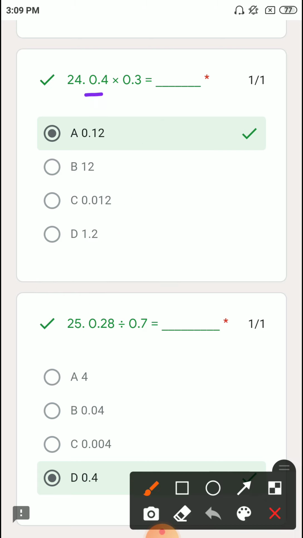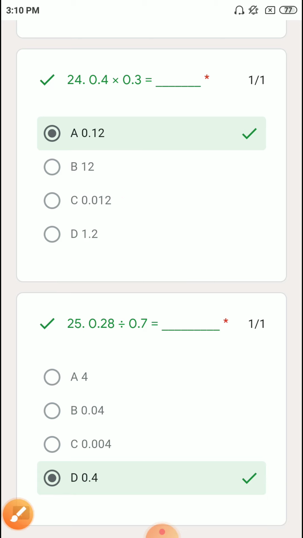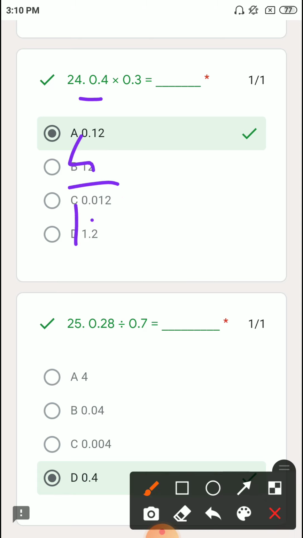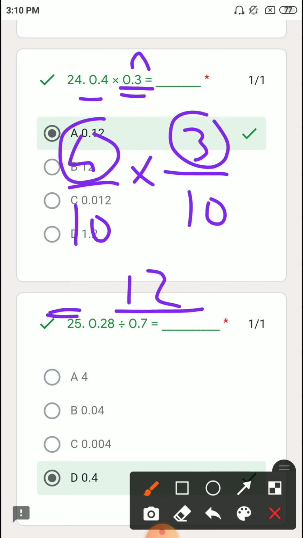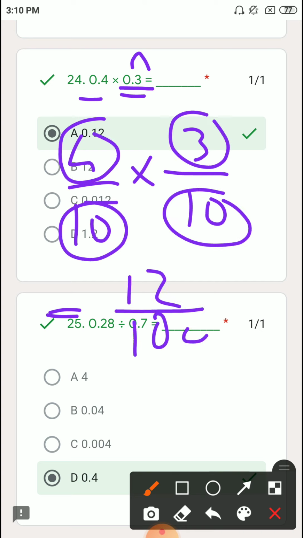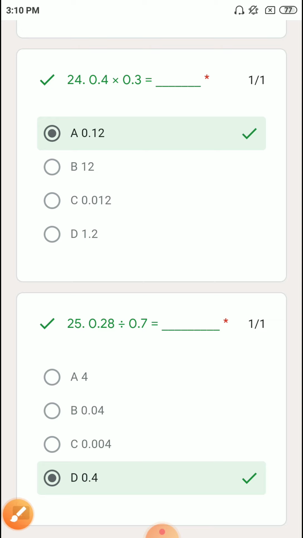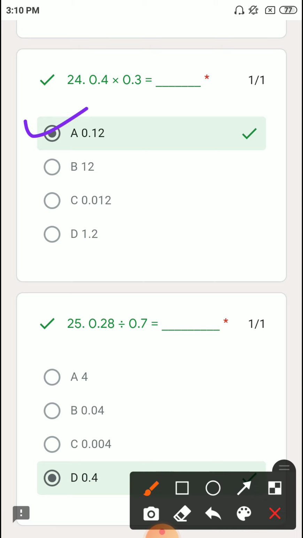Otherwise, convert these numbers into fractions. So it is 4 by 10, right? Because after the decimal point we have only one digit. Here also after the decimal point we have one digit, so 3 by 10. Now multiply the numerators: 4 3s are 12, 10 10s are 100. So here we have two zeros. So in the numerator, before two digits we need to put the decimal point, and before that nothing is remaining, so 0.12. So our option A is correct, 0.12.